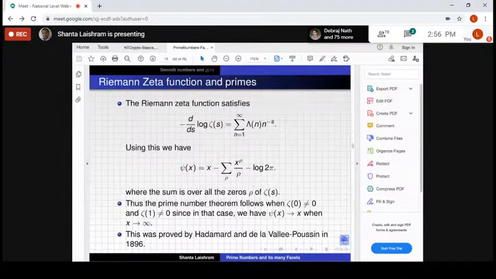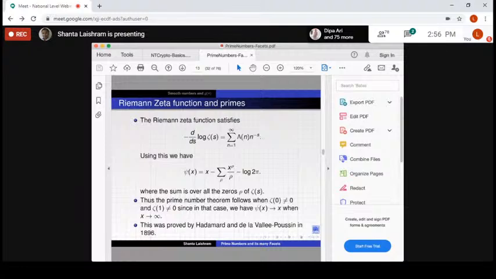There are a few more things to do, but right now I can only tell you this. If you want to know more, maybe you can write to me or talk to me later on. So this is the main fact here: the Chebyshev function is actually given by this. So this is the information.